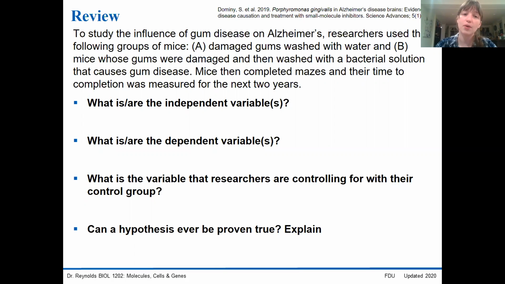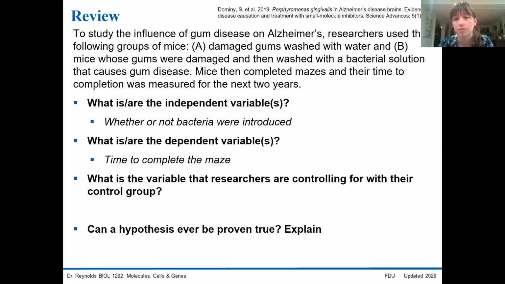All right, so here's a real experiment published in 2019 looking at the influence of gum disease on Alzheimer's. Our independent variable is going to be something that is changed by the researchers. In this case, it's whether or not the bacteria were introduced, since those bacteria are the root cause of gum disease. The dependent variable is what these researchers measured, which is the time to complete the maze, as a measurement, a proxy for this brain disease.